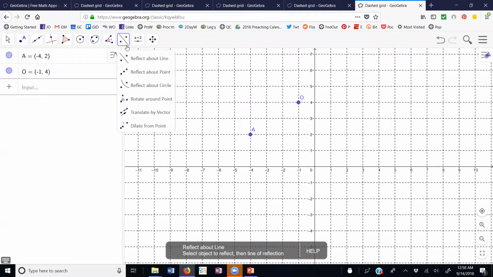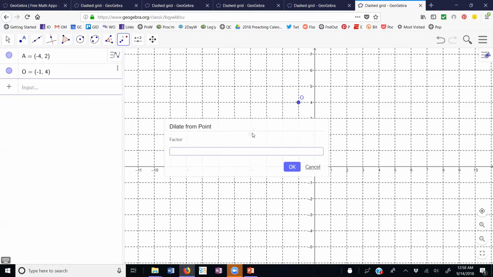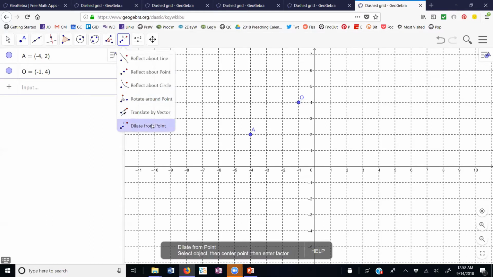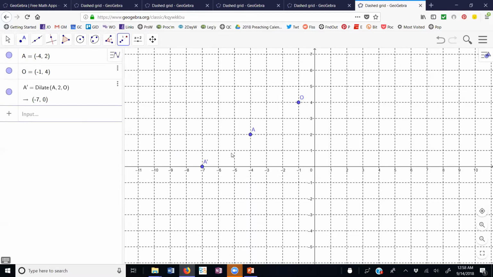Let's check that. Oops, that was translate. Sorry about that. I want dilate. Here's my center point. Here's my point. Oops, I did that wrong. I'm sorry. Let me try that again. I'm supposed to select my object first and my center point second, and then my scale factor. Here's point A prime. Once again, down 2 over 3.